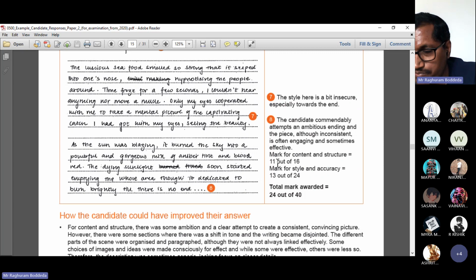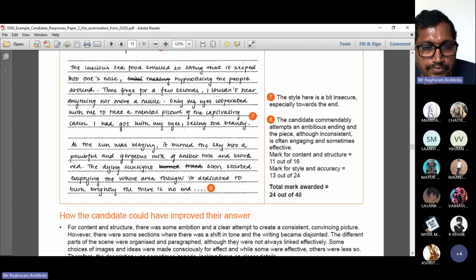He scored 11 because mostly, like you said, the description and most of the paragraphs were developed. So for that, he scored 11 out of 16. Coming to the next one, style and accuracy, 13 out of 24. Together, 11 plus 13 is 24 out of 40. So he stands between C and D. Now, does anybody have any questions before going to the higher grade student sample?